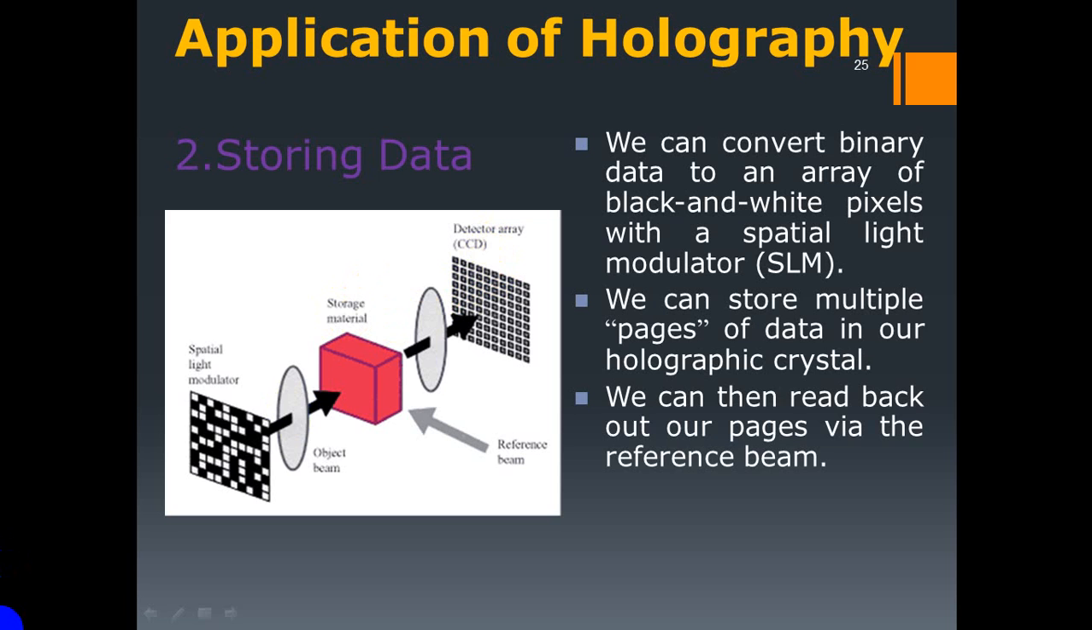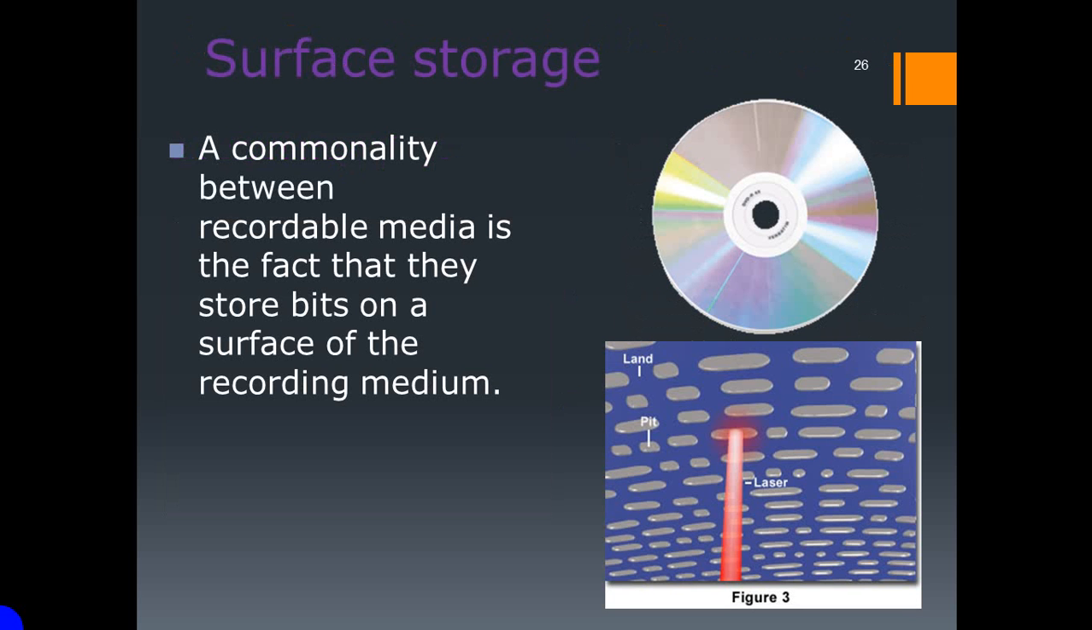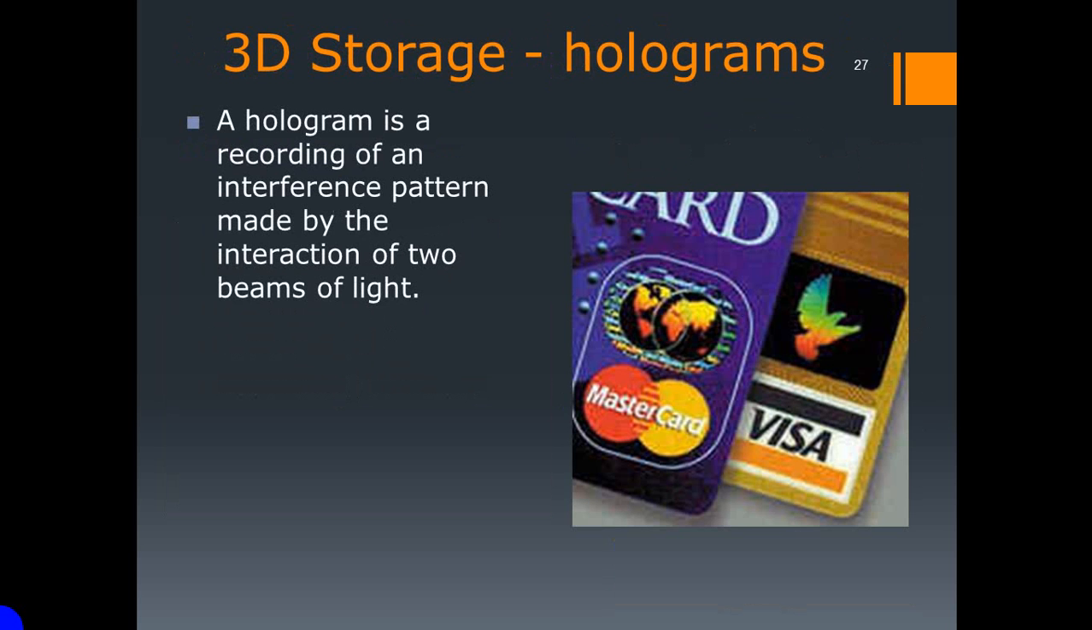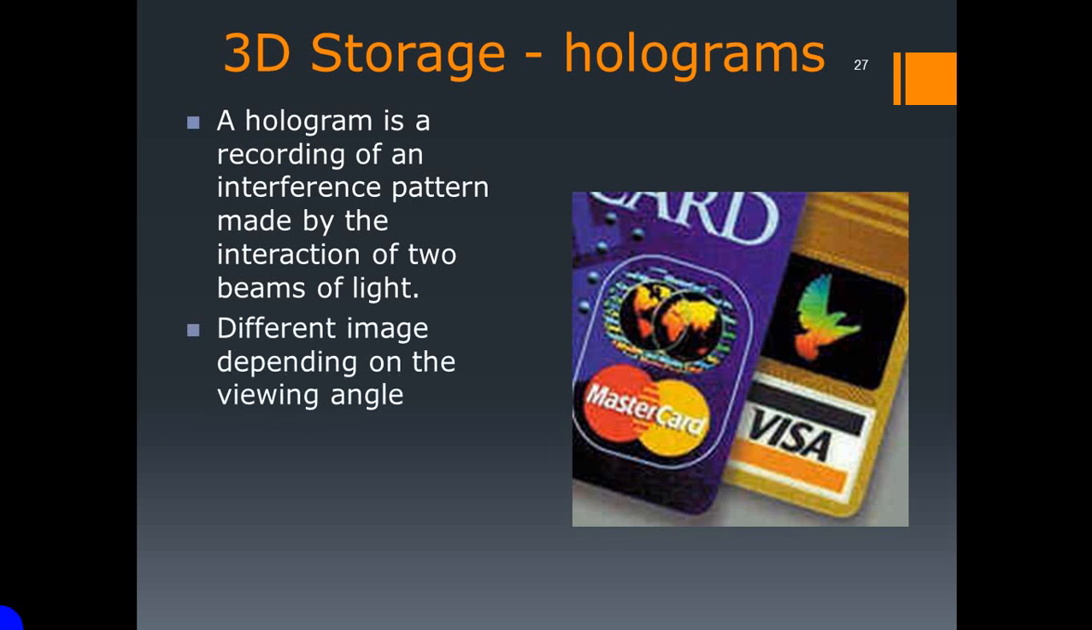We can convert binary data to an array of black and white pixels with a spatial light modulator. We can store multiple pages of data in a holographic crystal. We can then read back our image pages via the reference beam. Another is surface storage. A commonality between recordable media is the fact that they store bits on the surface of the recording medium. 3D storage, as in the picture you can see, these are the ATM cards that we use.